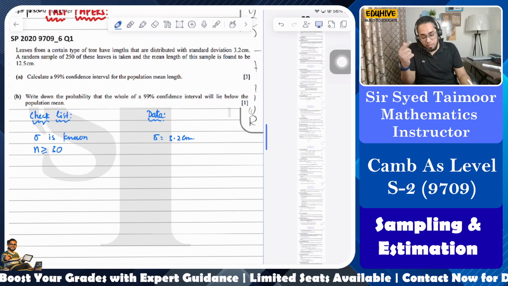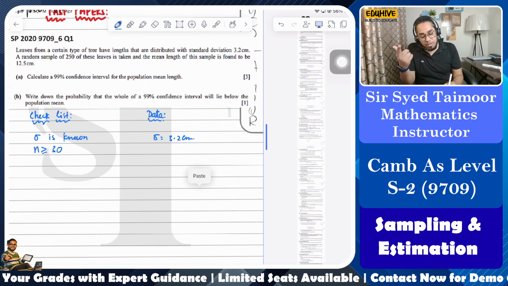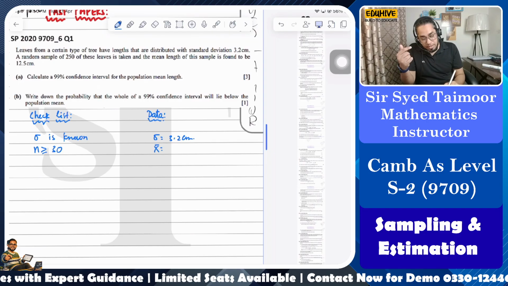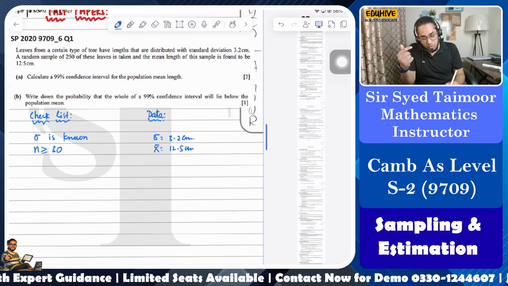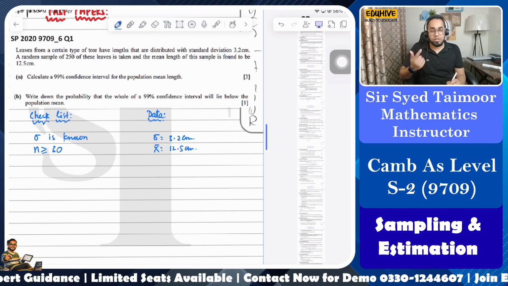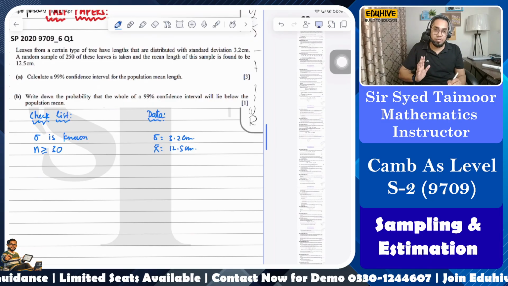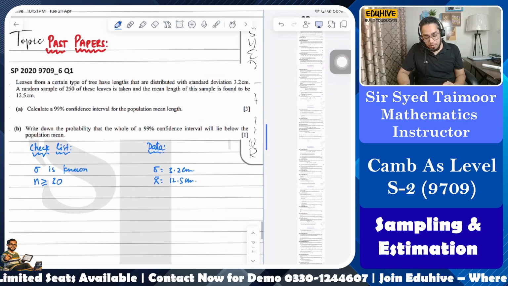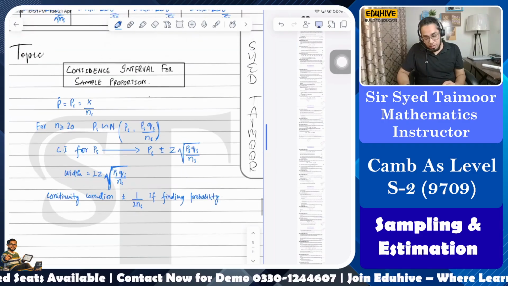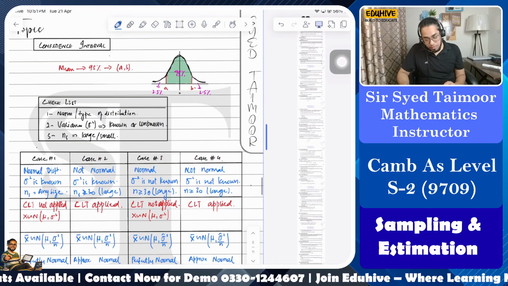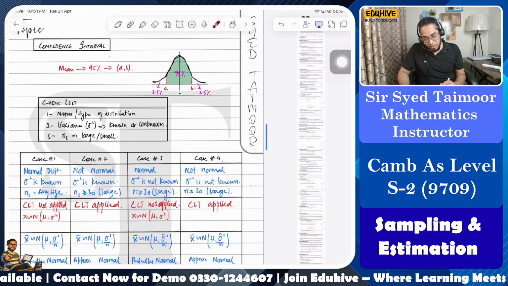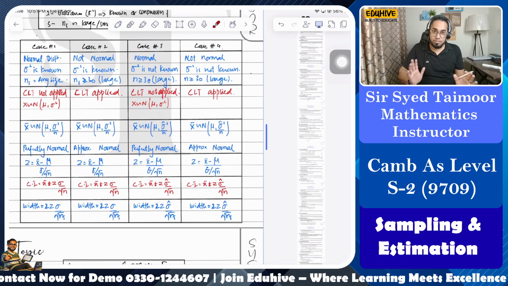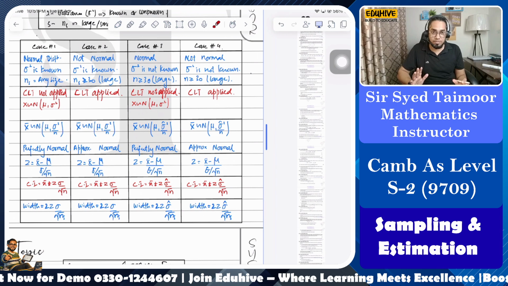Then furthermore they are telling me the mean length of the sample is found to be 12.5 centimeters. So the mean length is exactly 12.5, and there is no concept for remembering the mean. We just go for the n and the standard deviation. Okay, so now I'm going for the checklist, and they are asking about a 99% confidence interval. So here we go. Normal distribution, variance is known, and n is any size. It means the case number one that we can apply.